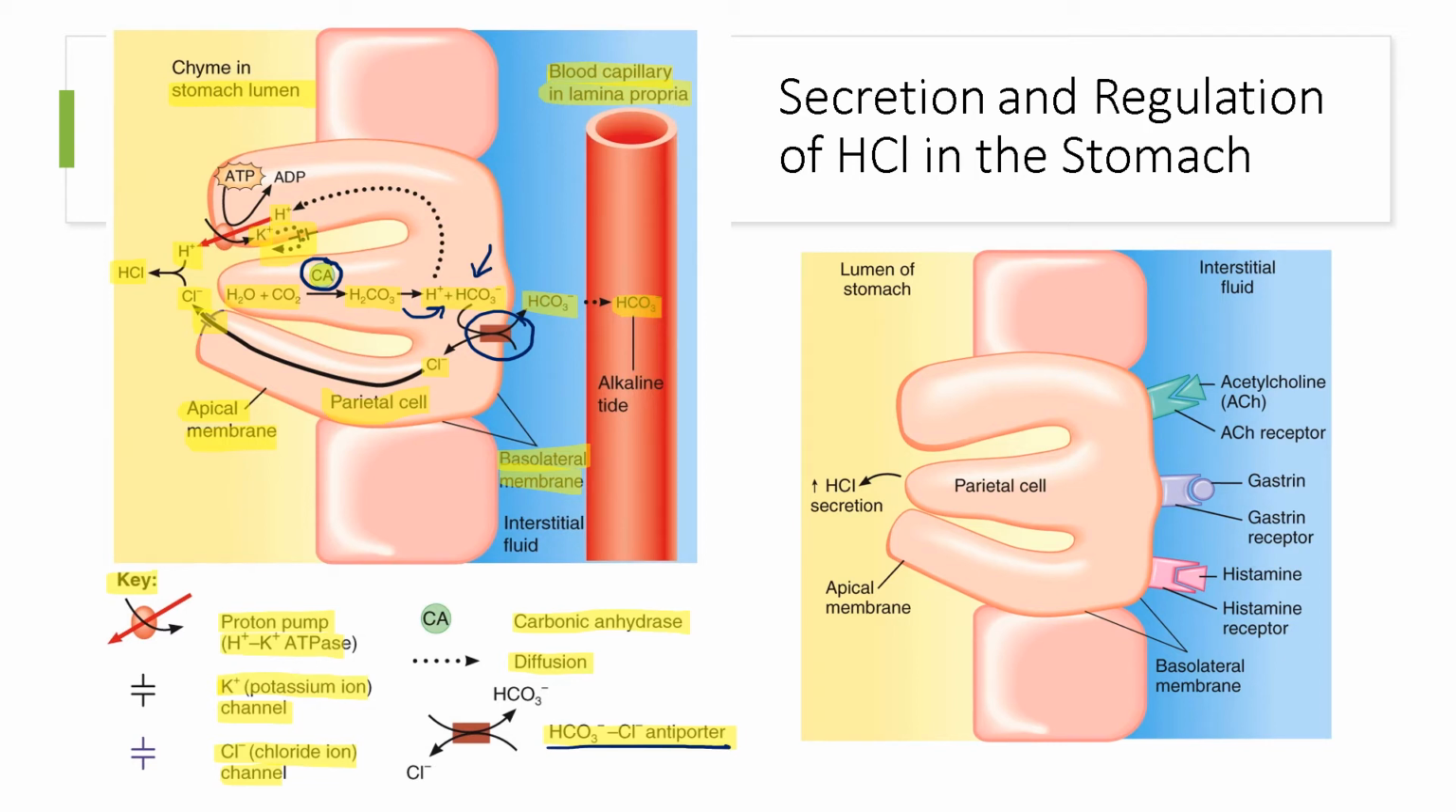And this is because of these bicarbonate chloride antiporters in the basolateral membrane. So this is another very important aspect of this process because we need those chloride ions to be pumped in from the interstitial fluid so that they can go out to the lumen.